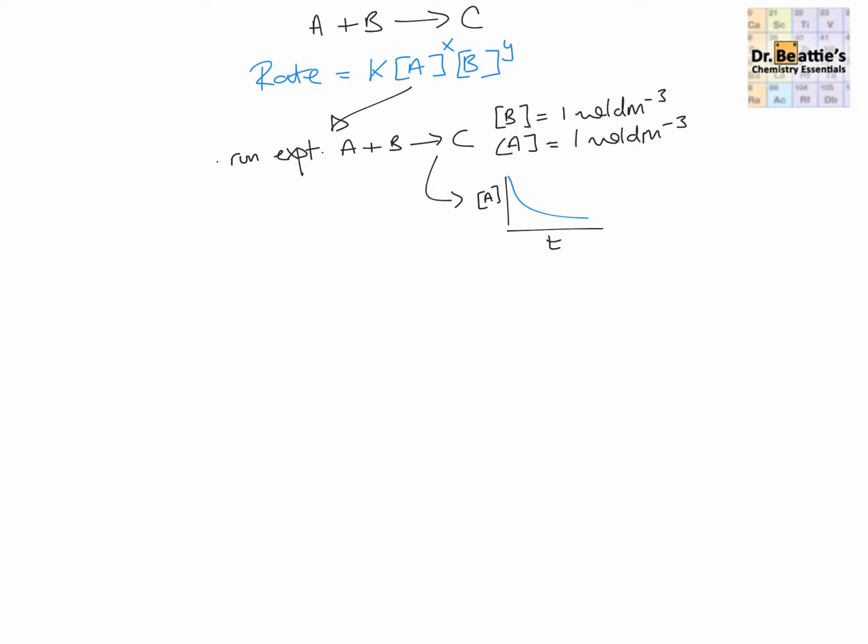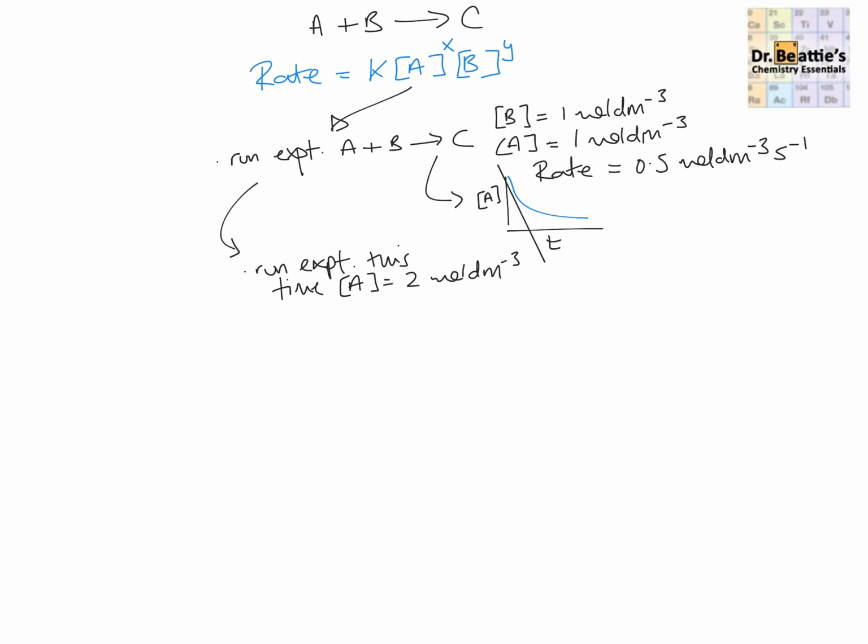Then we're going to use an initial rates method, so we're going to take the tangent at time 0, and then that allows us to generate a rate through this initial rates method. And just for our hypothetical case, imagine we've worked out a rate of 0.5 moles per decimeter cubed per second. So we're going to run the same experiment, A plus B going to C, but this time the concentration of A we're going to double to 2 moles per decimeter cubed. So this is our independent variable.